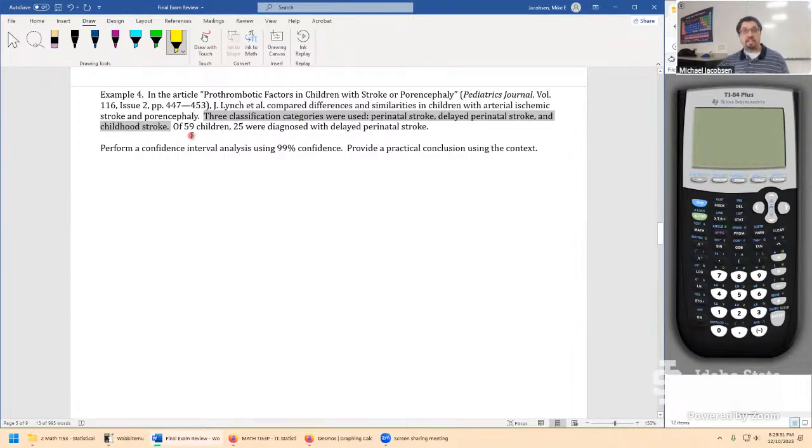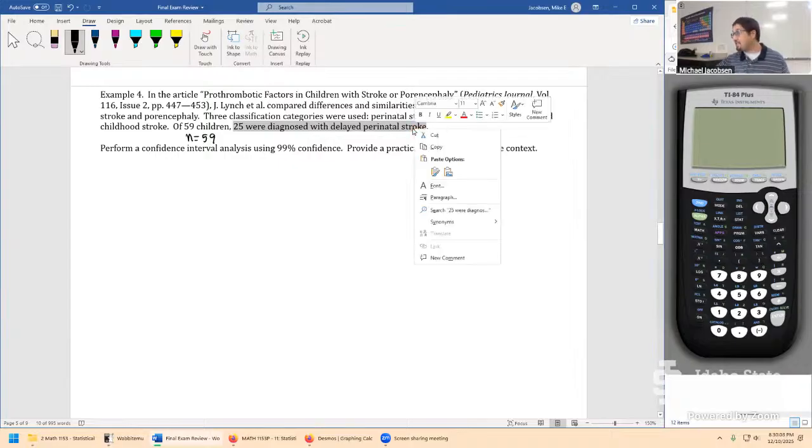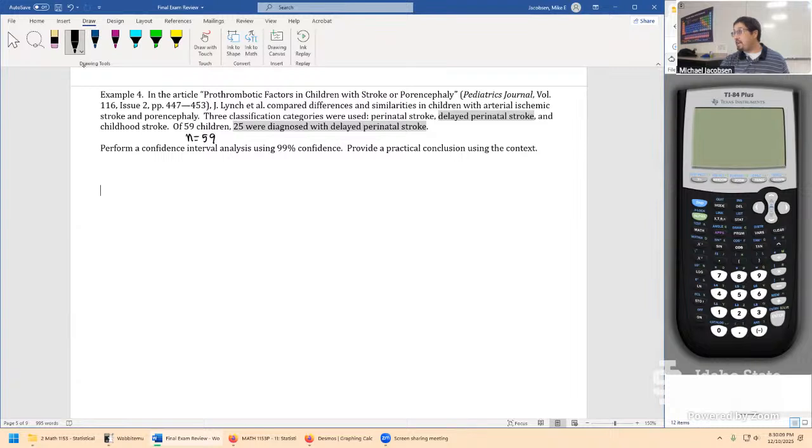Of the 59 children in this sample, let's write out a sample size, 25 were diagnosed with delayed perinatal stroke. So even though there's 3 categories, we can bake this into 2 categories, successes versus failures. And this one seems to be the thing that came up twice. Delayed perinatal stroke. I'm not sure if I'm pronouncing that right once again. That looks like it's the success. And just another reminder, a success in statistics for categorical data is not always a nice thing. This is a pretty awful thing. But we have 25 successes based off this information so far.